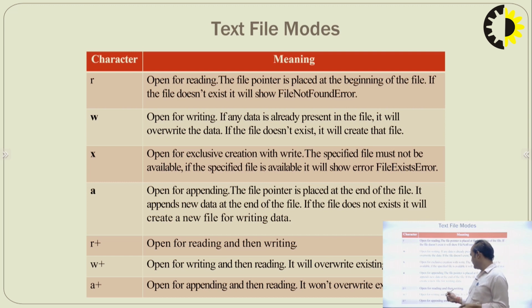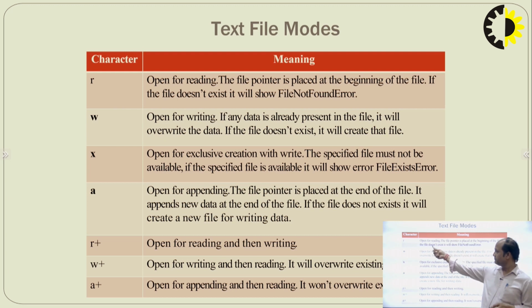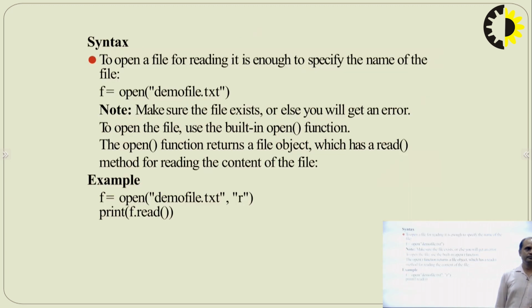After the reading and writing mode, we have W plus, that is opening for writing and reading purpose. It will override the existing data. That is what we pass with the W plus mode. When we use A plus mode, that is open for appending and then reading, it will not override the existing data. So these are the basic file modes that we will use in the particular function.